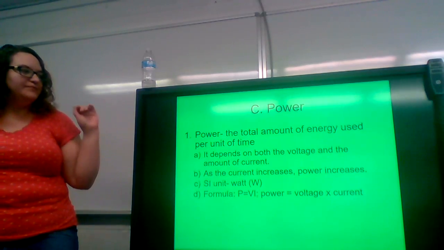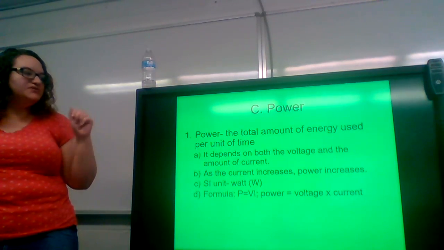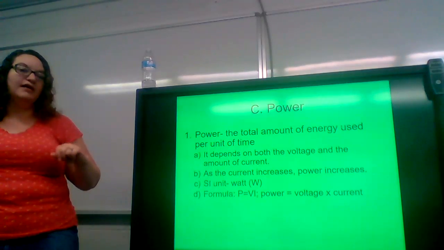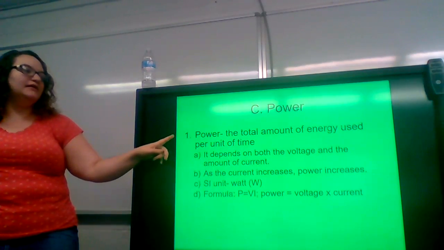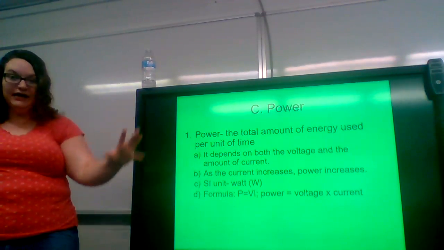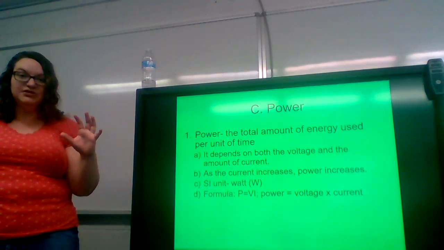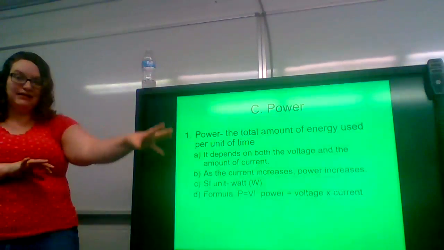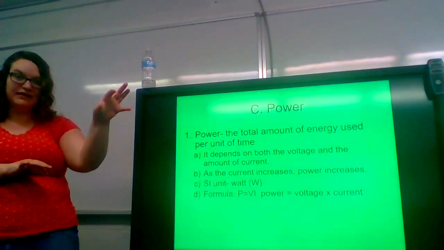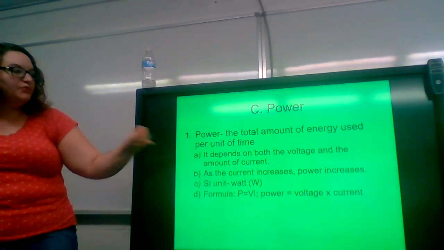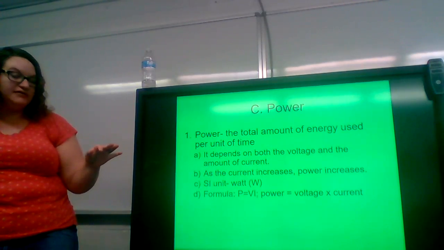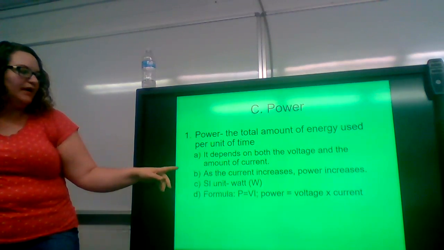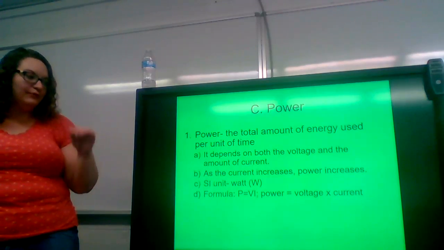All right, power. This is the total amount of energy used per unit of time, okay? Remember, current is the general force that's being put out. Power looks at that time frame, okay? Power deals with time. Now, it depends on both the voltage and the amount of current, so it's affected by both. And as the current increases, power will increase.